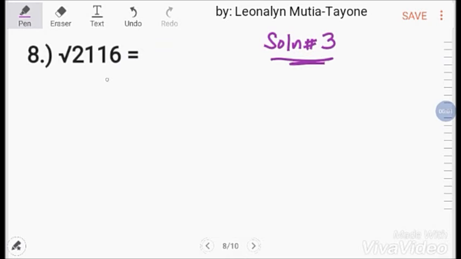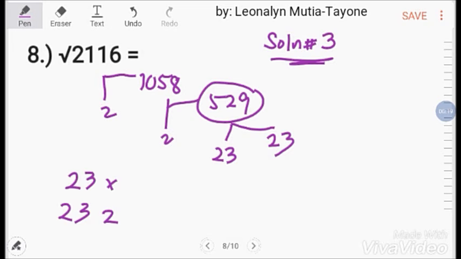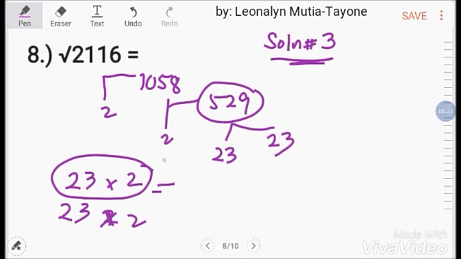Solution number 3. Hanapin natin yung mga prime factors nito. So, i-divide natin ng 2. I-divide pa natin ng 2. That is 529. 529 is perfect square of 23. Dalawang 23, so tig-isa sila. Dalawang 2, so tig-isa sila. 23 times 2, and that is 46. So, the answer is 46.